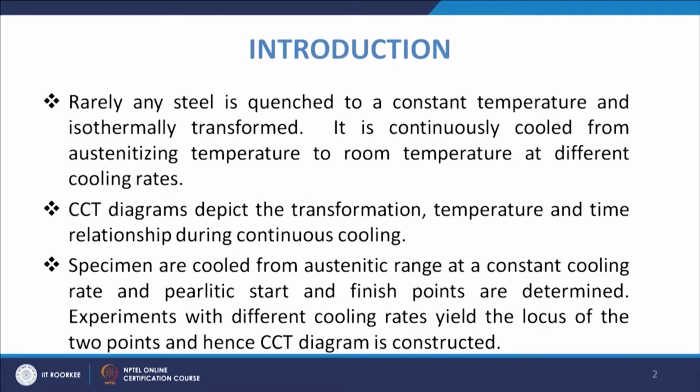So, a specimen will be cooled from the austenitic range at a constant cooling rate, and in that case you will have the pearlitic start and finish points determined. Basically, again in this case you will have a constant cooling rate, and you have these points like when the pearlite started and when the pearlite finished, and the same thing will be done here also.